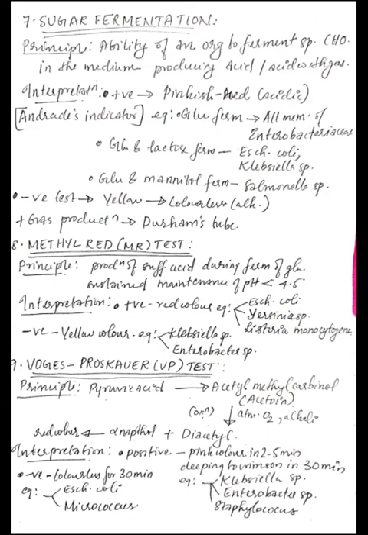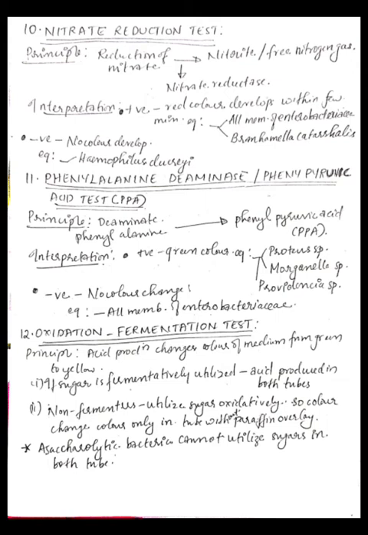Then we have the next test, the nitrate reduction test. The principle is reduction of nitrate into nitrite or free nitrogen in the presence of nitrate reductase. Interpretation is that in a positive test, red color develops within a few minutes. It is given by all members of Enterobacteriaceae and Moraxella catarrhalis. Negative means there is no color development, as with Haemophilus ducreyi.